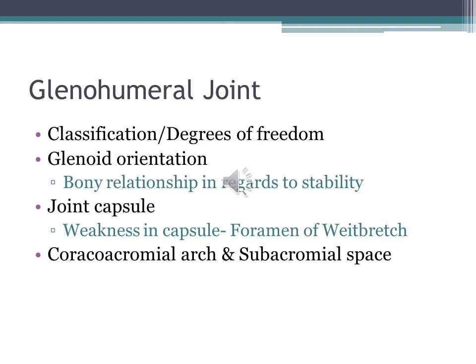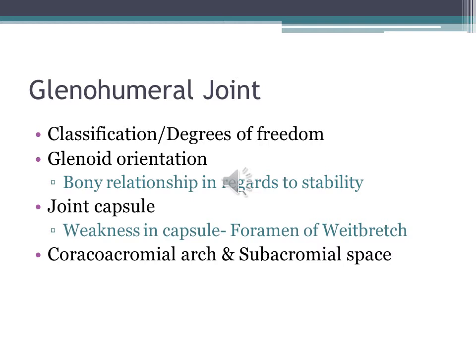So there's not a whole lot of bony stability at the glenohumeral joint. Primarily when you're looking at the glenohumeral joint, you're looking at the soft tissue structures around the joint providing most of the stability. One of those structures is the joint capsule.